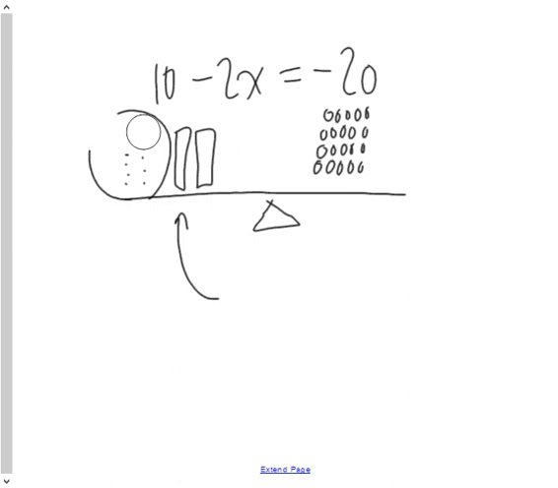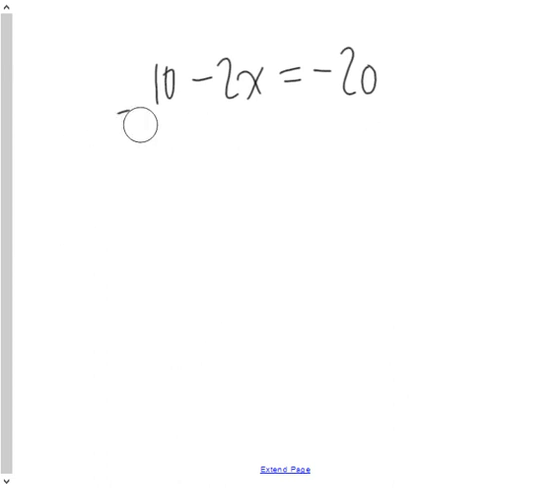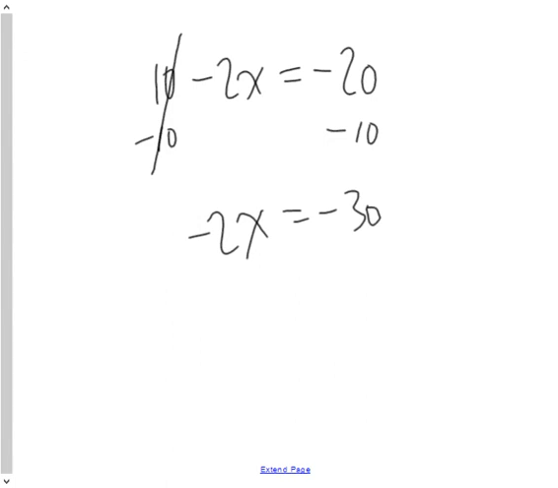So once I've identified that the constant is a positive 10, to get rid of it, I'm going to subtract 10 from both sides. Now, a lot of people put 2x next, but it's not 2x. It's negative 2x that is left, equals negative 30. I'll divide both sides by the coefficient, and x will equal 15.